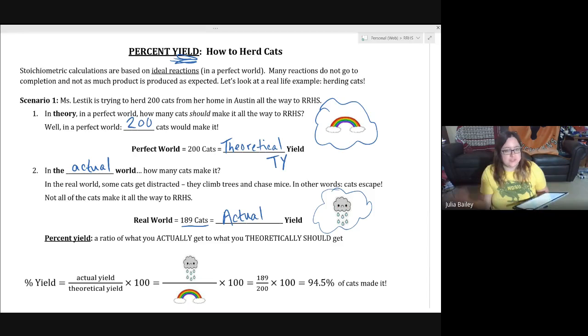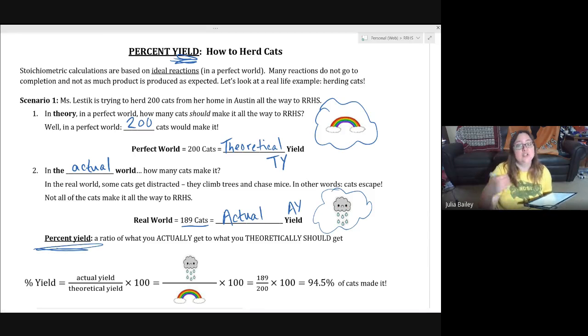So your actual yield, or again, I'm going to have an abbreviation for this, AY. Your actual yield, how much is actually made, maybe only 189 cats make it. Your percent yield is a ratio of what you actually get compared to what you theoretically should get if it were a perfect sunshine and rainbows world.